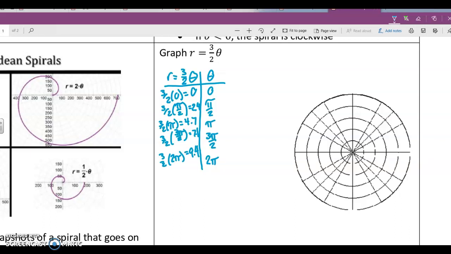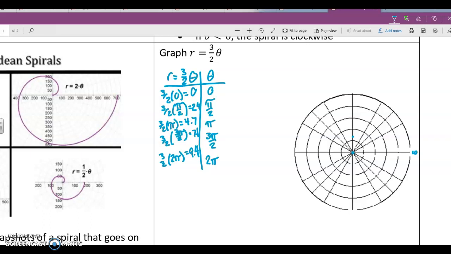We start out by plotting these points as we have done before. So 0, 0. When theta is equal to pi over 2, on our positive y-axis, the distance from the origin is 2.4. I'm going to say that these go up by 2's, so this out here is 10, because there are 5 lines. So 2.4 is going to be somewhere right here.